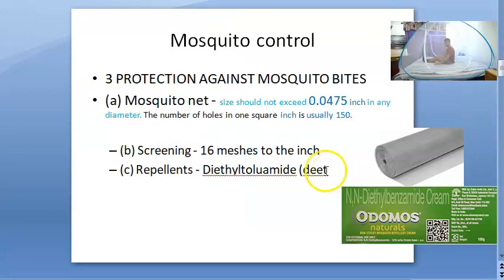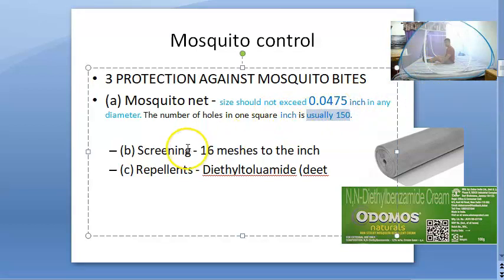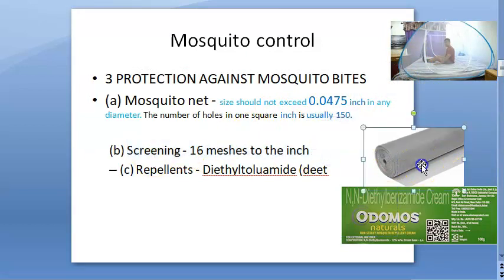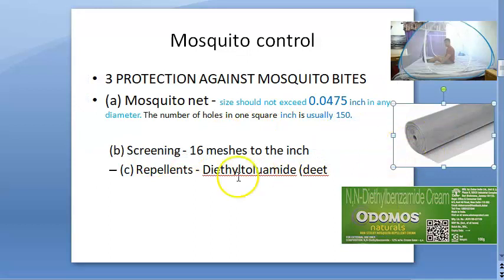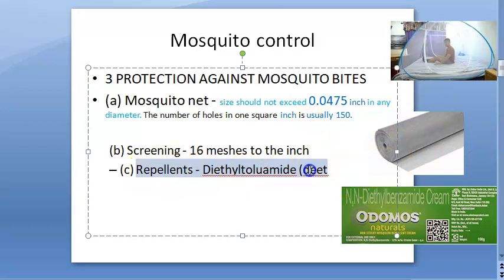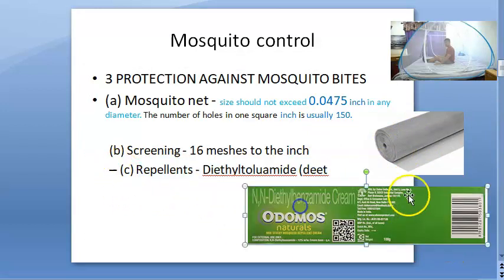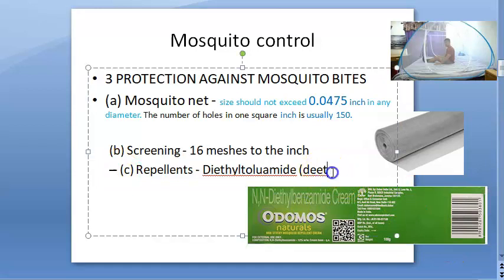Very good. Then moving to the last one, protection against mosquito bites. You buy this mosquito net. What is the size? Size should not exceed 0.0475 inch in diameter. For every square inch, the number of holes should be 150. Then screening of buildings, etc. You can buy this kind of mosquito mesh. You will get 16 meshes to the inch. This is the one that you have to buy. Repellents. Like what all they will have, it will have DEET, that is diethyl toluamide or diethyl benzamide. Okay, you have to buy this.